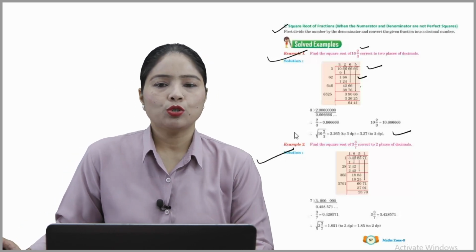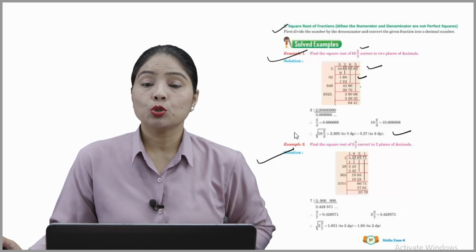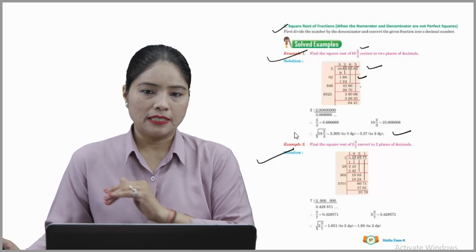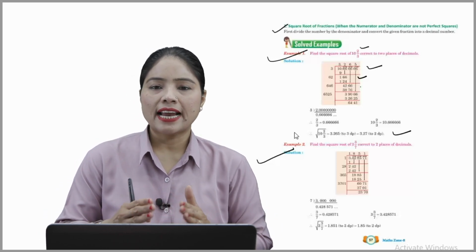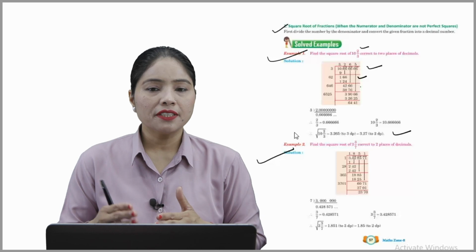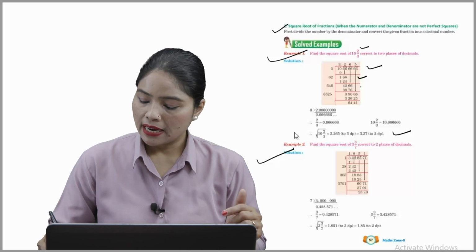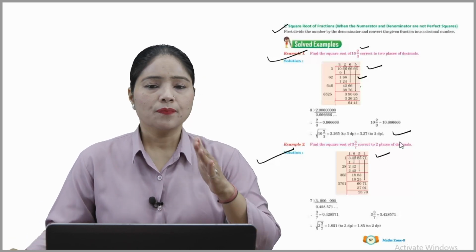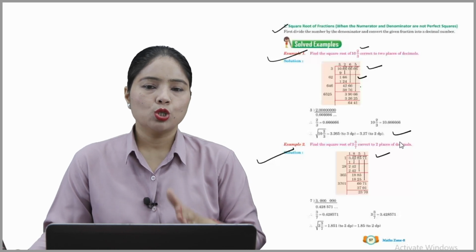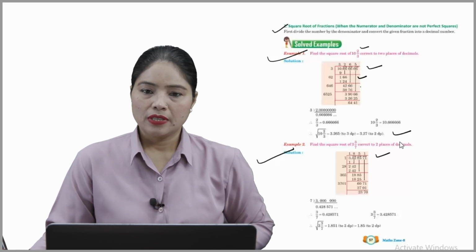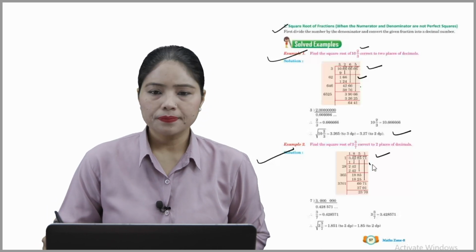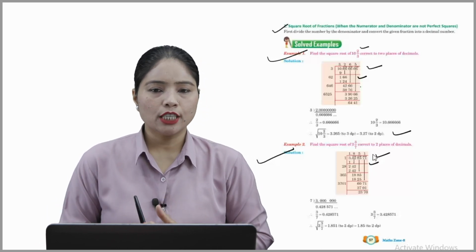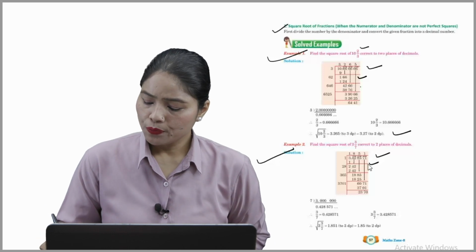Find the square root of 3 3/7 correct to 2 places of decimals. So 3 3/7 just write it at the improper way and after divide that number, decimal में हमारा आंसर आया like this. This is 3.428571.